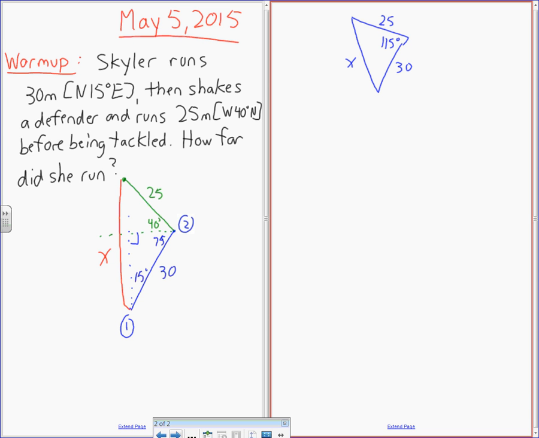Okay, can someone recite cosine law for me, please, in a loud, clear voice? Go ahead. a squared is b squared plus c squared minus 2bc cos A. Very good.